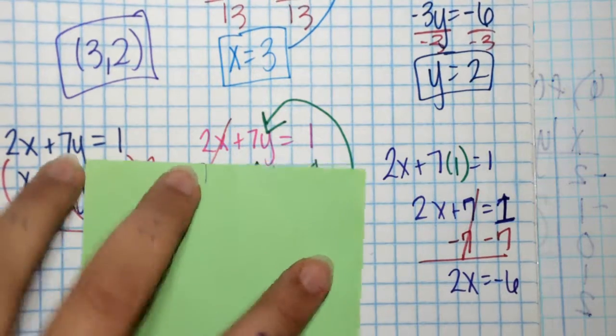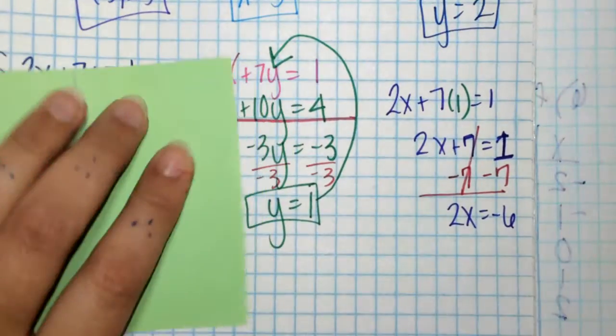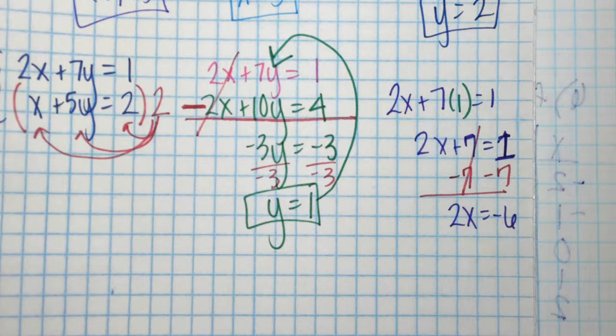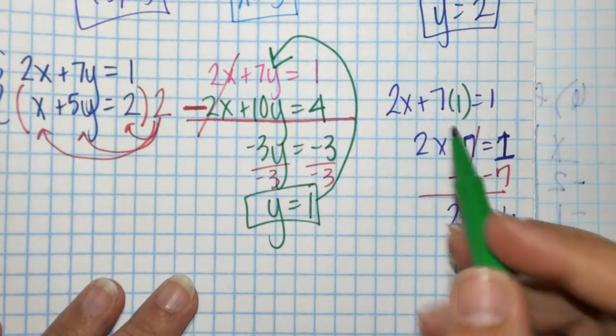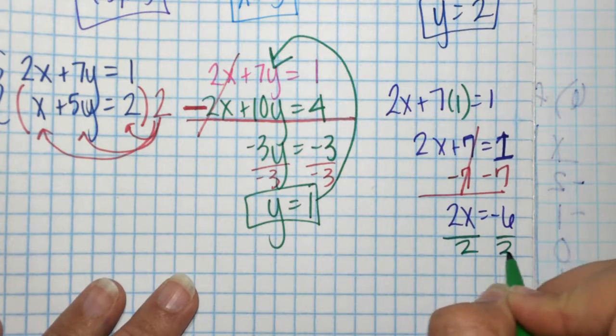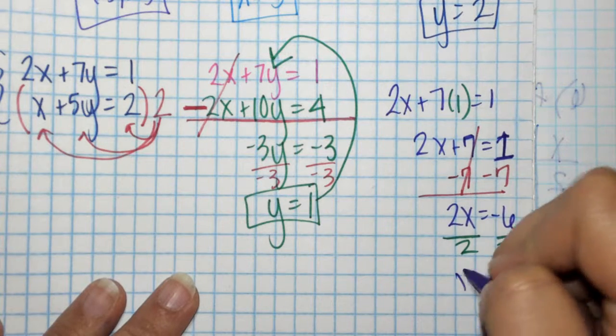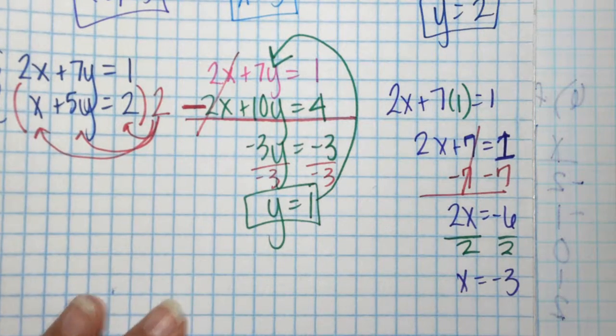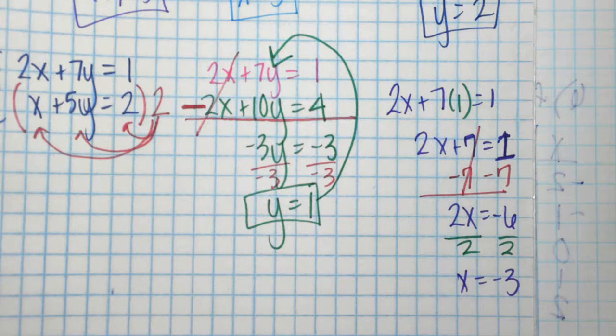Bryn, can you tell me what to do from here? Divide by 2. You get negative 3. Who said that? Alright. Jadani, can you tell me how we're going to write our answer?